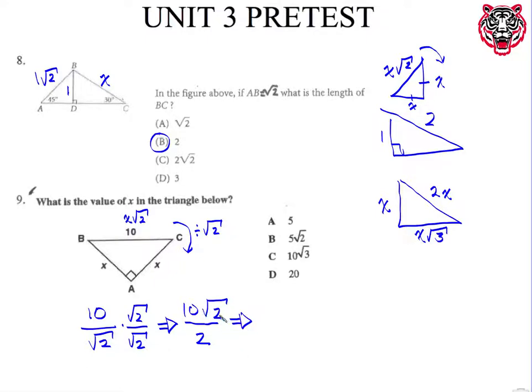Once I have 10 square root of 2 over 2, I can simplify. What is 10 divided by 2? There it is. Thank you. Yeah, 5 square root of 2. Correct answer is B, 5 square root of 2.